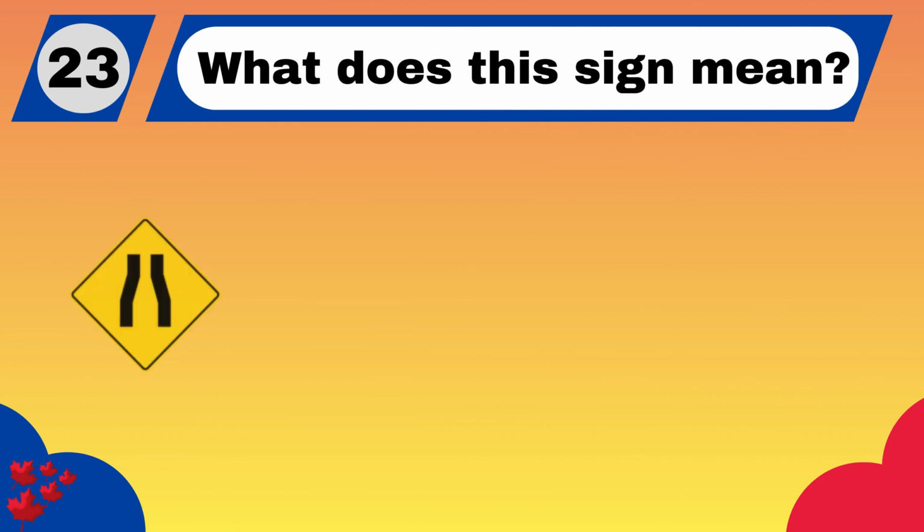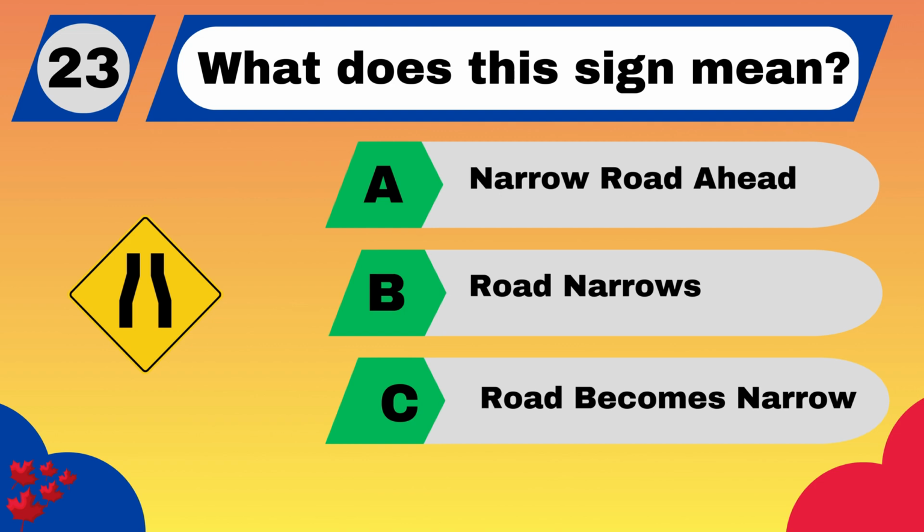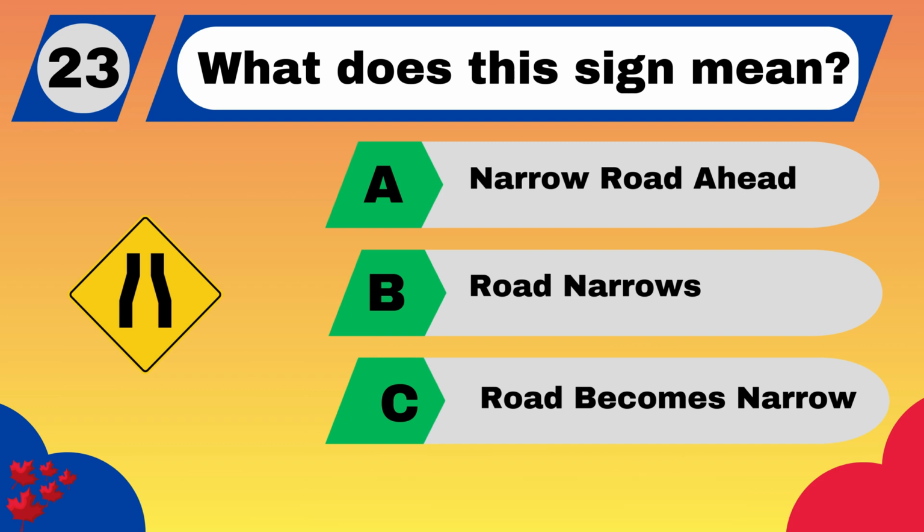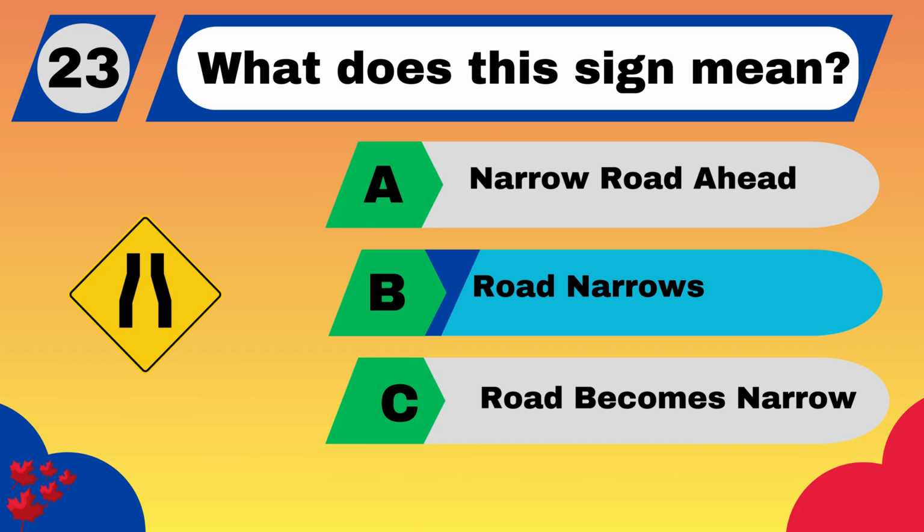Question 23. Can you identify this road sign? A. Narrow road ahead. B. Road narrows. C. Road becomes narrow. Well done. B. This sign warns that the road narrows ahead.